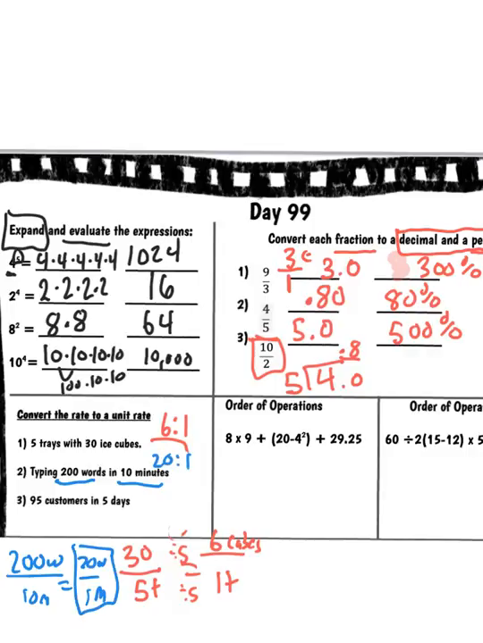20 to 1. 95 customers in 5 days, which gives you 19 customers per 1 day.